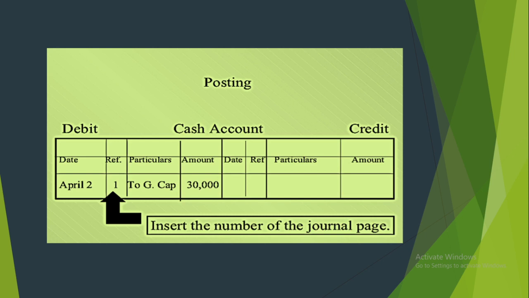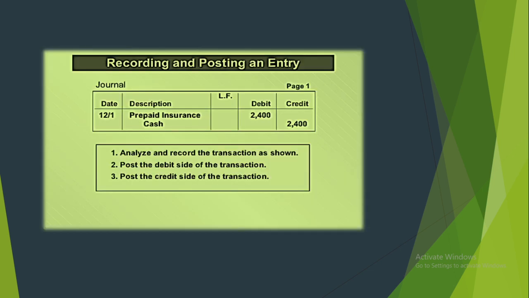Now, this is the example of posting. Here, two accounts are important, that is Garge's capital account and cash account. So, by cash account debited means we have to write on the debit side of the cash account, by the name to Garge's capital account. So, inserting the number of the journal page is essential here.